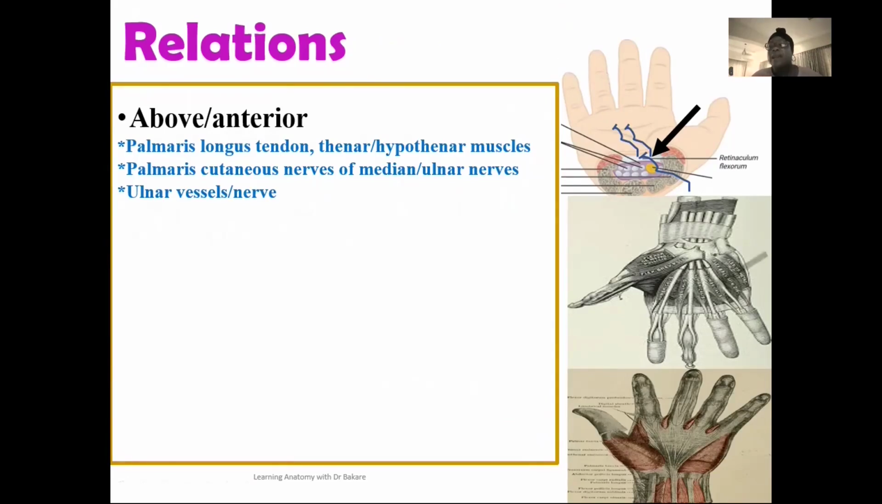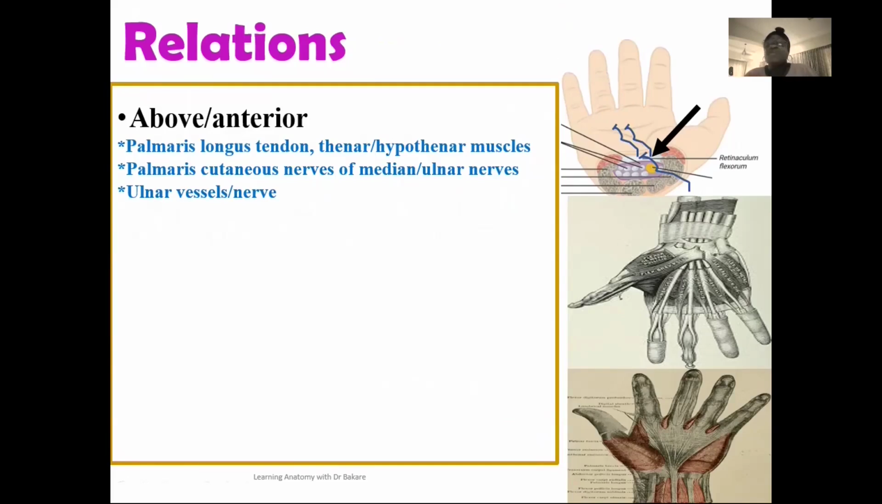Then using this lower image, this is where we have the flexor retinaculum, and specifically at this point that is arrowed in blue is where we have the origin site of the thenar muscle. So you see that the flexor retinaculum, specifically the anterior surface, is creating a point of origin for the muscles of the hand. It is also seen to be related anteriorly to the palmar cutaneous branches from the median and also the ulnar nerves. And finally, around the anterior surface, we have the ulnar vessels and also the ulnar nerve.